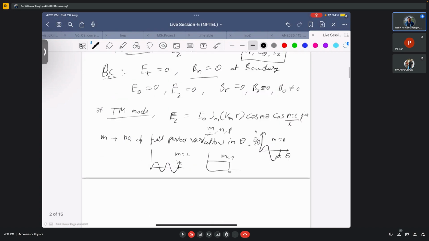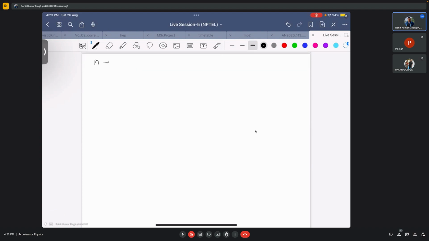Okay, and then similarly for n, what is n? So n is the number of times the field component goes to 0 in the radial direction. Okay, so the number of zeros of the axial field component in the radial direction. So for example, electric or magnetic field. Suppose the radius of the cavity is r. Then similarly you can have either just 1 zero like this.